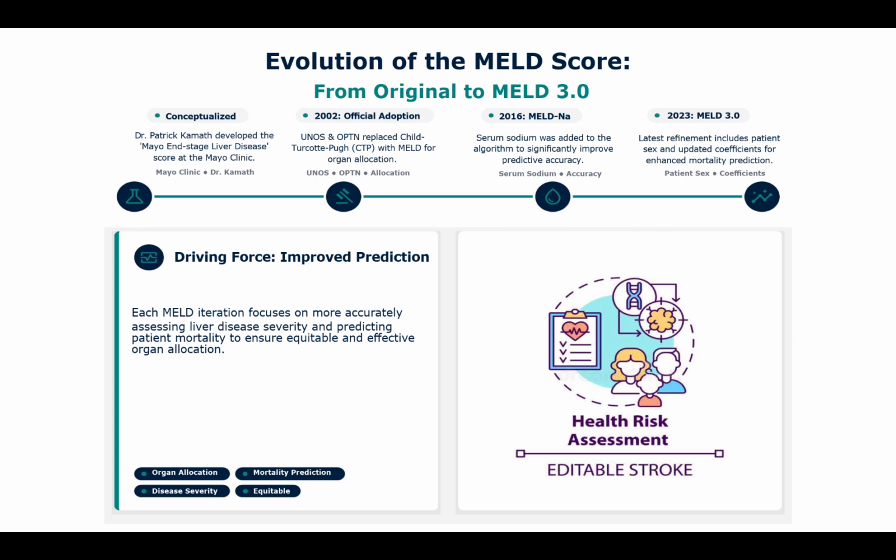By 2016, it evolved into MELD-Na with the addition of serum sodium, boosting its ability to predict waitlist mortality by about 5% per sodium fluctuation. The current frontier is the MELD 3.0 rollout in the US in 2023, which incorporates patient sex and recalibrated coefficients to address disparities and improve accuracy, potentially saving more lives through fairer prioritization. This timeline shows MELD's adaptability to new evidence, ensuring it remains relevant in 2025 and beyond.